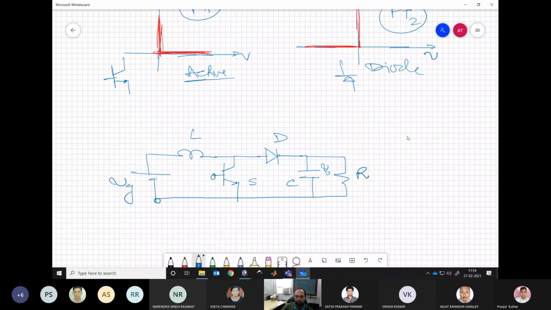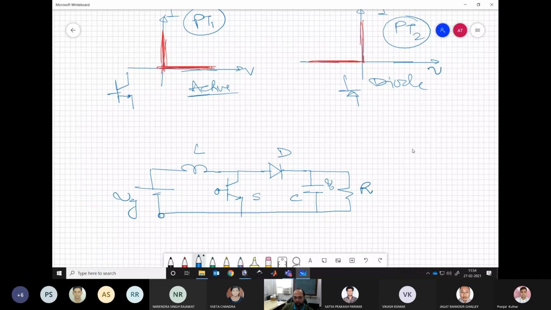This will be very important when we go for AC motor control and all. There these things will be even more utilized for realization of converters, whether voltage source or current source. So these concepts will be very important. That is how we are realizing our boost converter.